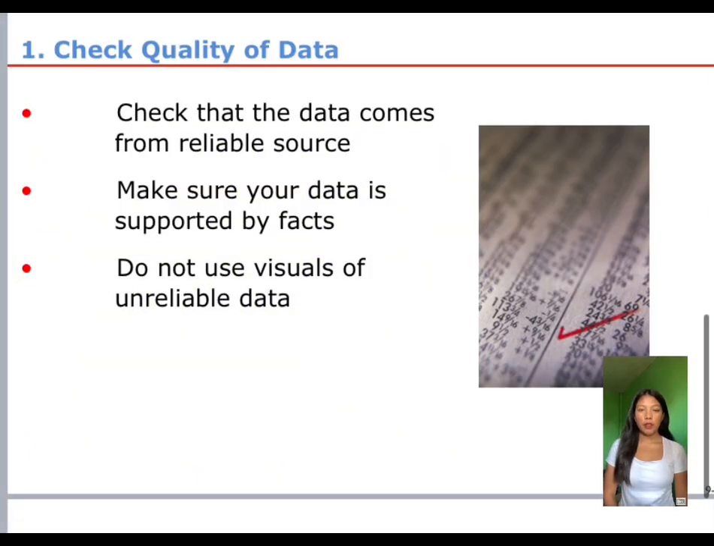Check quality of data. Reliable sources ensure that the data you are using come from trustworthy and credible sources like government agencies, reputable organizations, or academic institutions. Supported by facts: confirm that your data is based on solid evidence such as research findings or verified statistics. This helps to ensure the information is accurate and dependable. Avoid unreliable visuals. Do not include charts, graphs, or images that display data from sources that are questionable or unverified. Using misleading visuals can result in incorrect interpretation and weaken your argument.